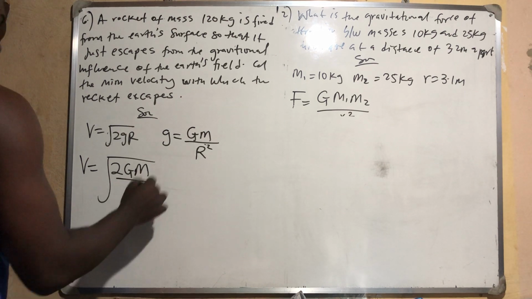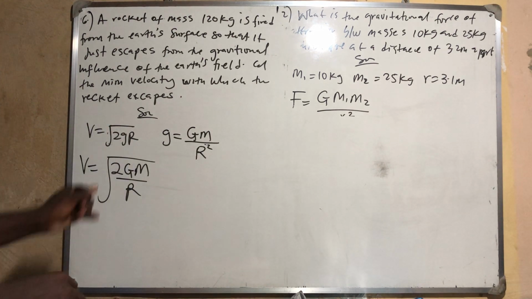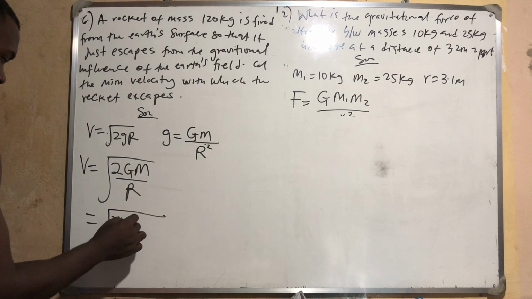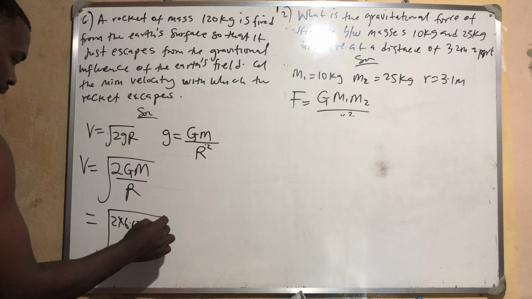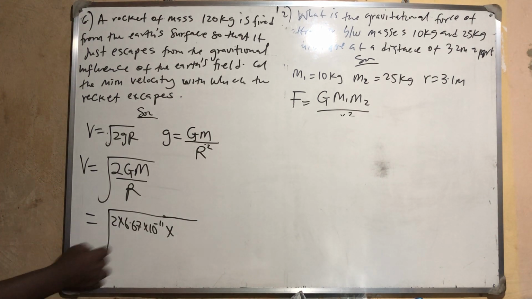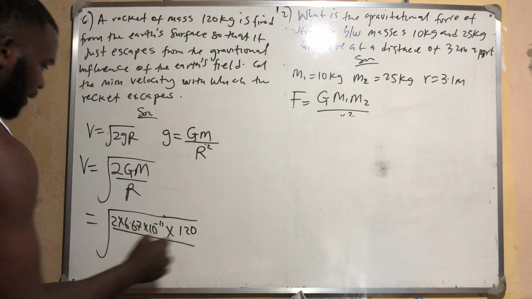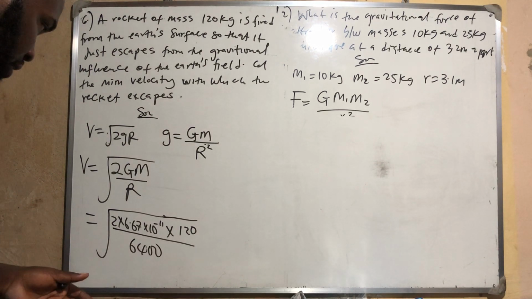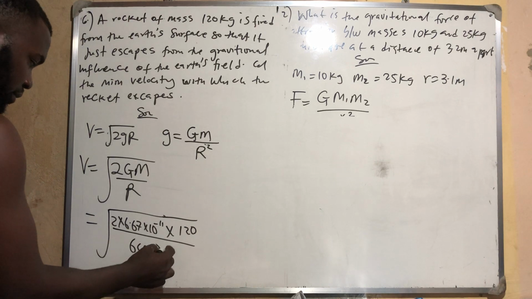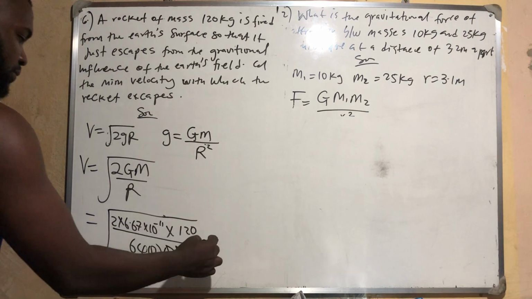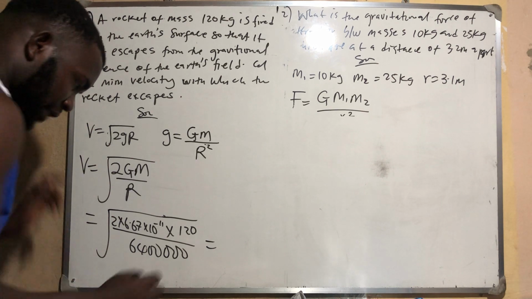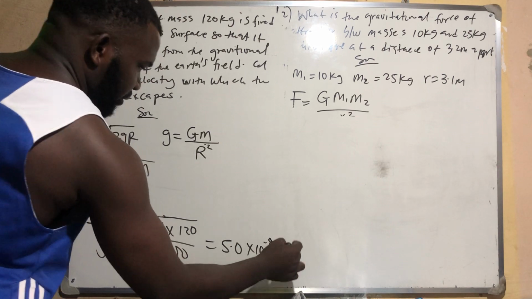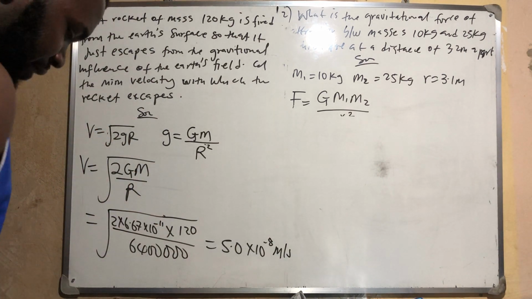2GM over R, because one of these R will cancel one of these R. So this is the formula I'm supposed to use. This is equal to the square root of 2 times 6.67 times 10 raised to the power minus 11 times the mass there. They gave me that the mass is 120, divided by the radius of the earth, 6,400, or let me keep it in meters per second, so I'll have another 3 zeros to it. If you do everything there, you'll have 5.0 times 10 raised to the power minus 8 in meters per second.